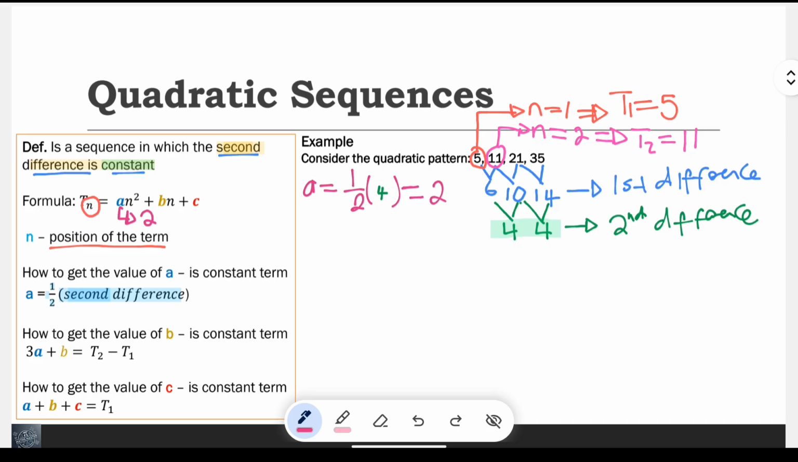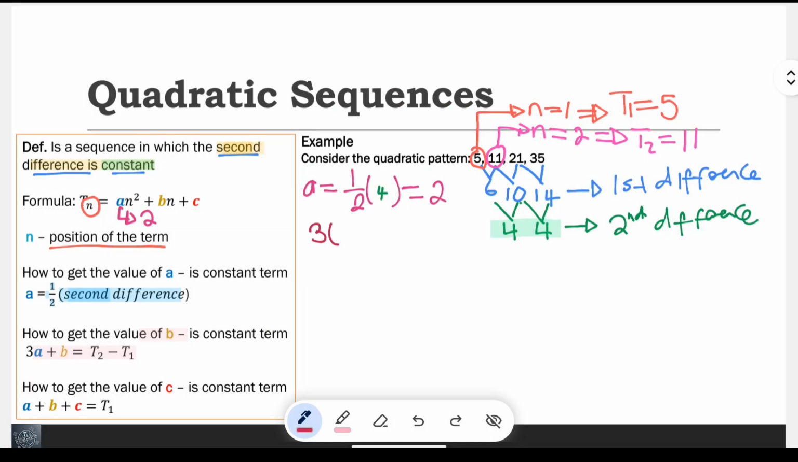Okay. So how do we get the value of b? Also, b is represented as a number, and here is the formula that can help us get the value of b. Okay, let's take a look. We're going to substitute into that equation. So it's 3 into what is the value of a?